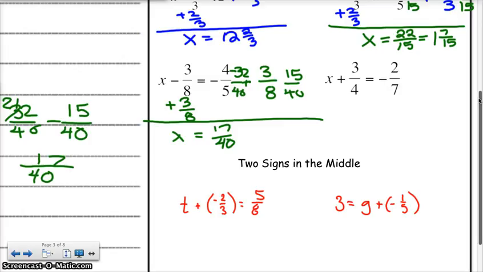And is that positive or negative? Negative, because the negative is the bigger number, okay? X plus 3/4 equals a negative 2/7. What's the inverse of plus 3/4? Okay, minus 3/4.